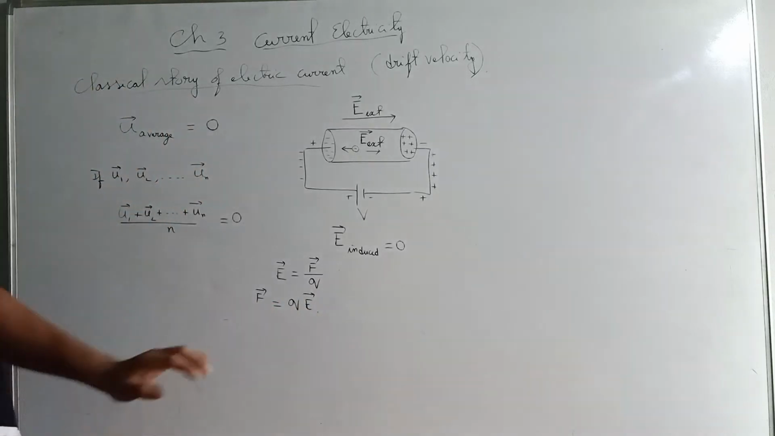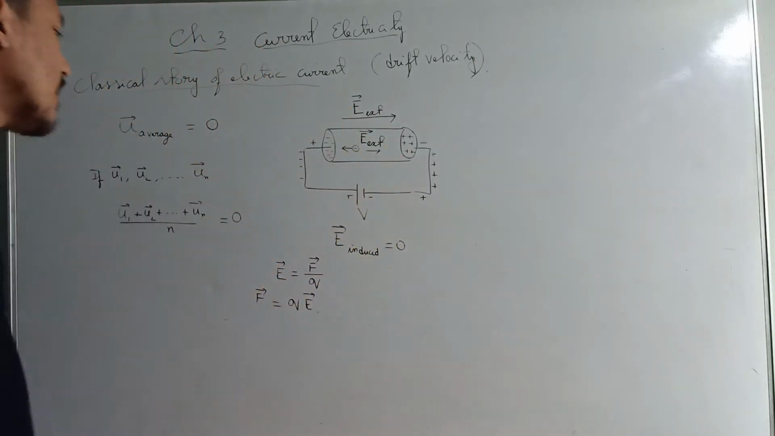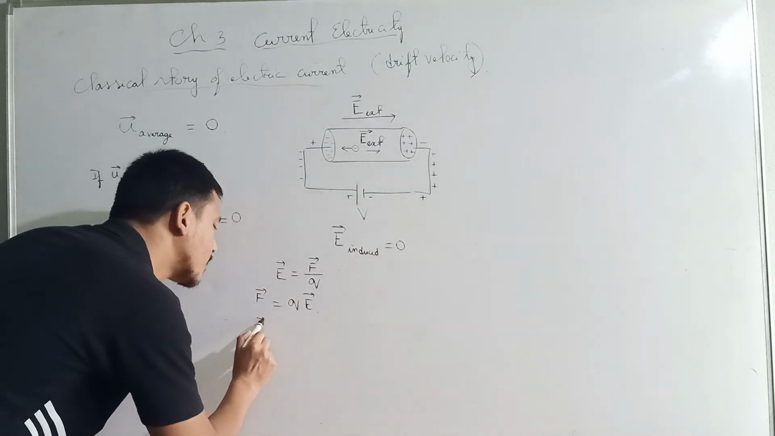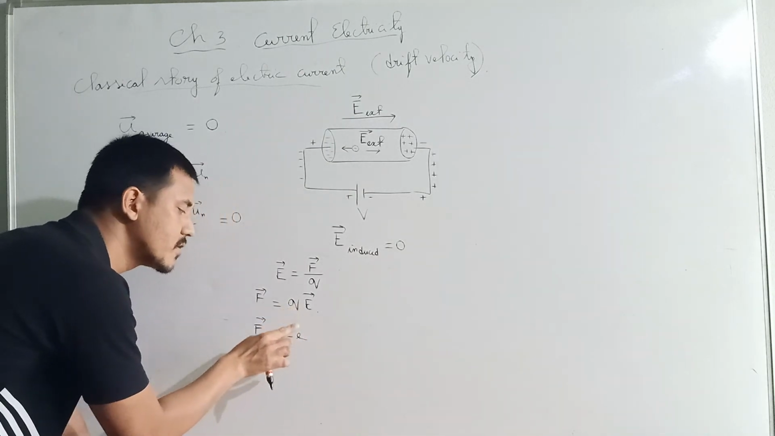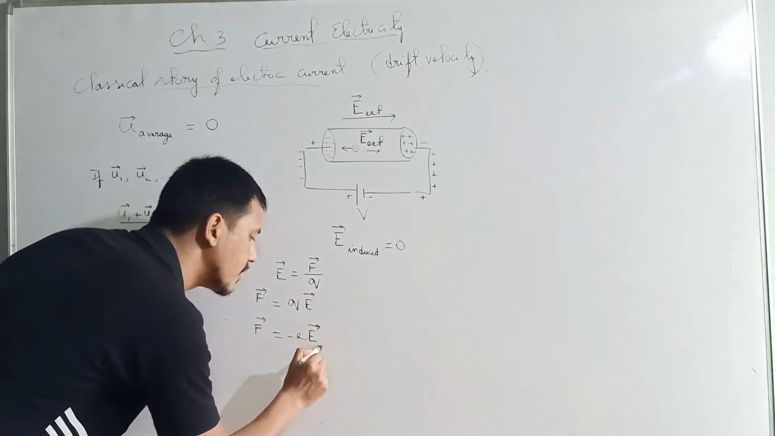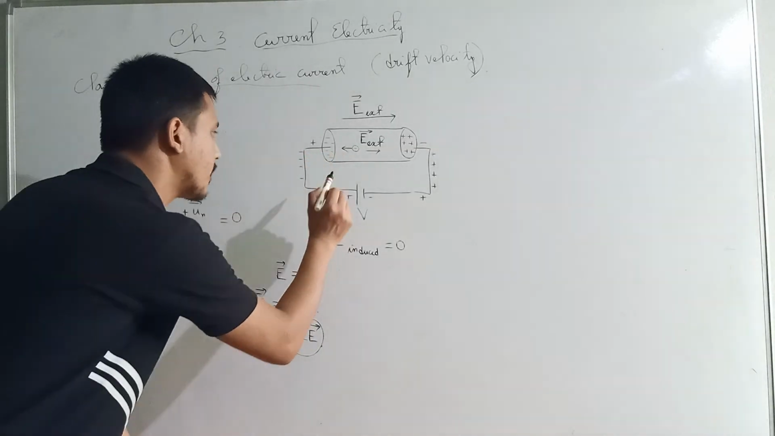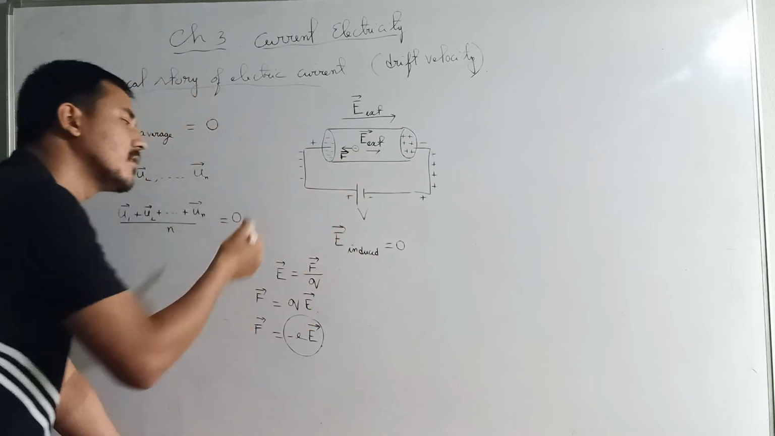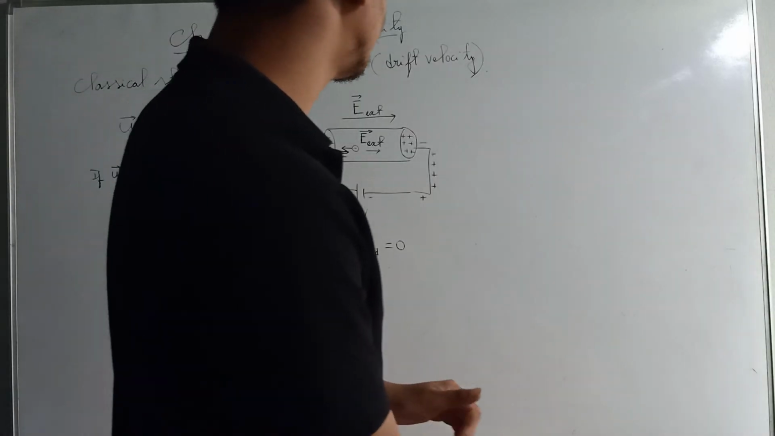So under the influence of this external electric field, the electrons experience a force. That force experienced by the electron will be given by minus e, the charge of an electron, times the electric field E. So the electrons experience this much force, and they move in a direction opposite to that of the external electric field.